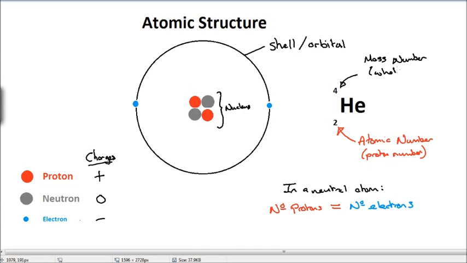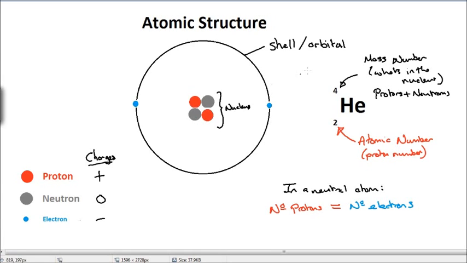So what's in the nucleus? We know that protons and neutrons are found there. Protons and neutrons are found in the nucleus. So if 2 of those are protons, then the remaining number must be neutrons. So 4 take away 2, that's how many neutrons there are. So here we've got our atomic structure of helium drawn out.